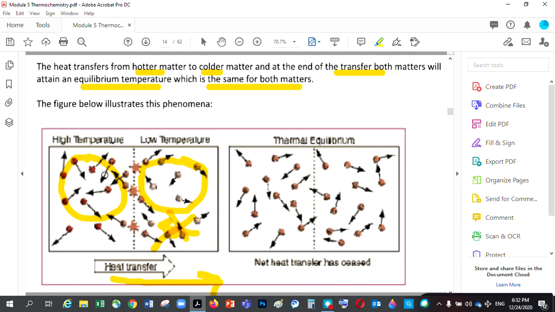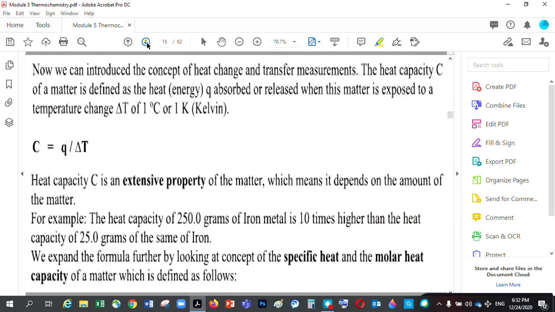So the heat will go from the higher temperature, and then at the end, when enough molecules of the higher go to the cold, the temperature will come to equilibrium, and we call it thermal equilibrium, and the temperature for both molecules is now the same. There will be no heat transfer by then. Everything has ceased, no transfer by then.